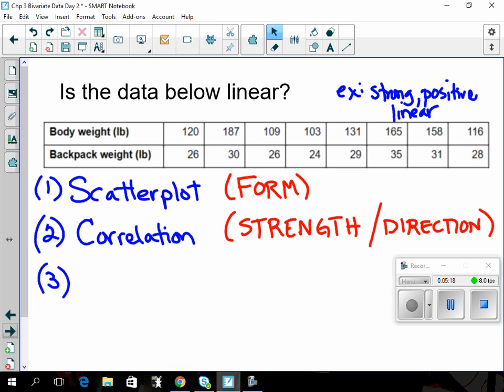Yes, ma'am? You only have 1 and 2. You don't have 3 up there, and I'm wondering what. Oh, I'm getting to 3. I'm not there yet. I'm just talking about the words right now. I promise you I'll get to number 3.